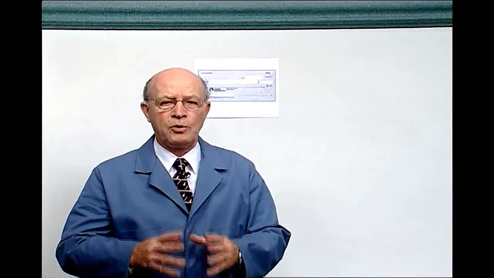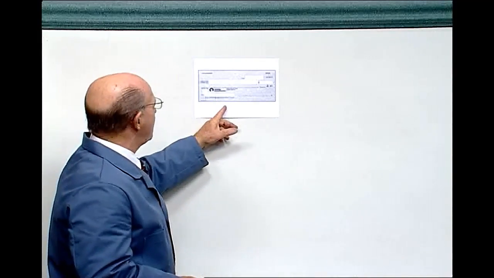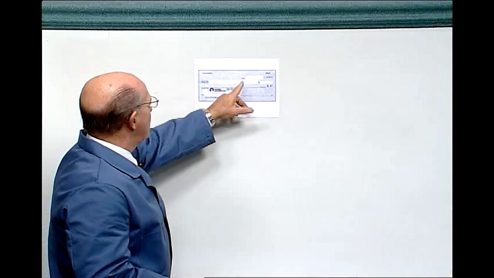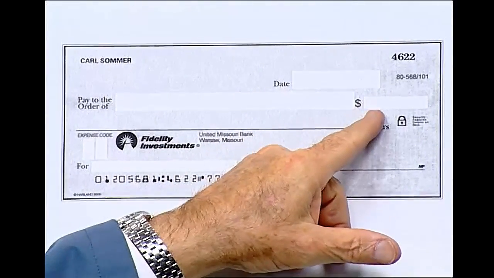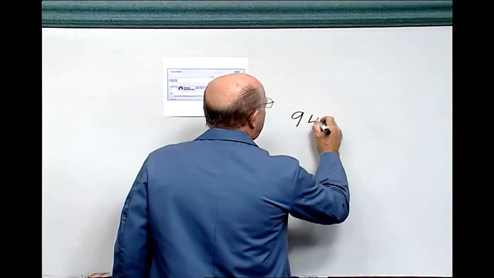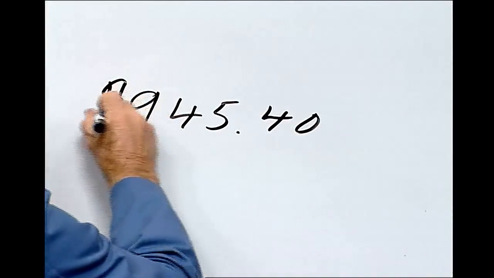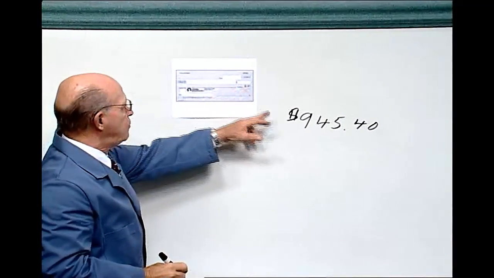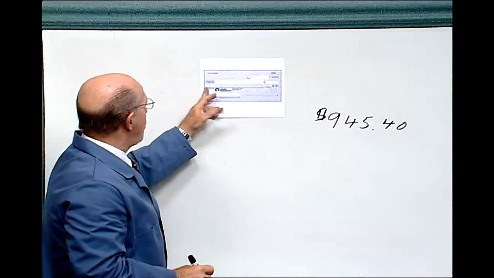I want to stress the importance of knowing how to write numbers. On this whiteboard, I have a check. Here's where you put the date, then the person that you're paying the check to, then you put in the amount over here. Now let's say the amount is $945.40. So you put that in here, $945.40. Now, over here, you have to write this number out.